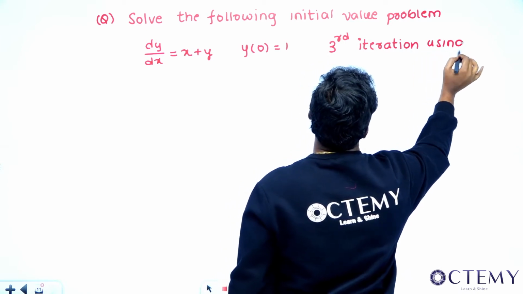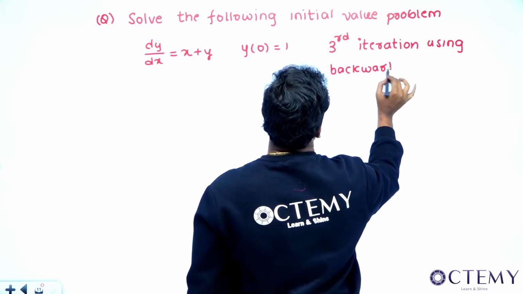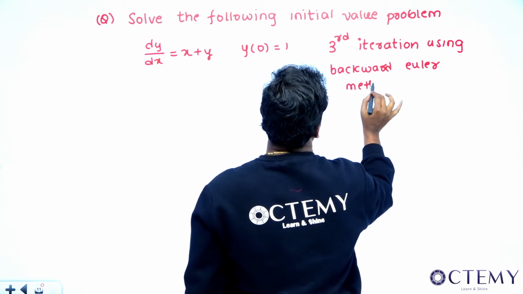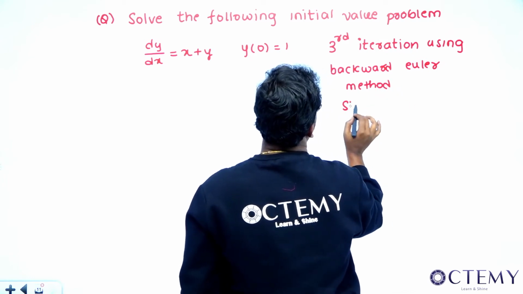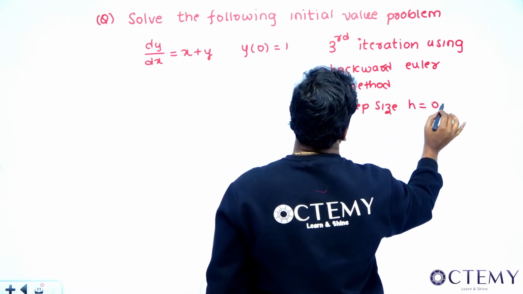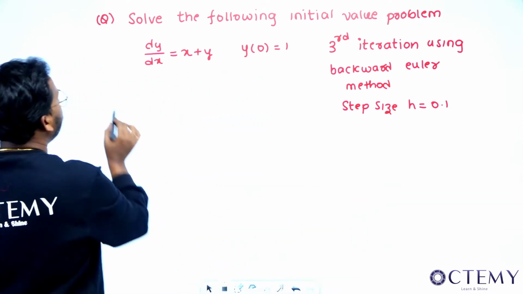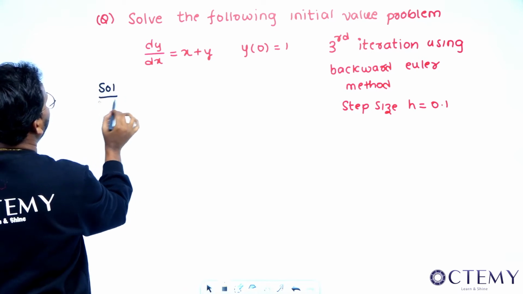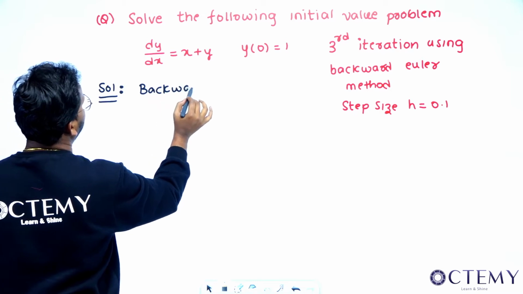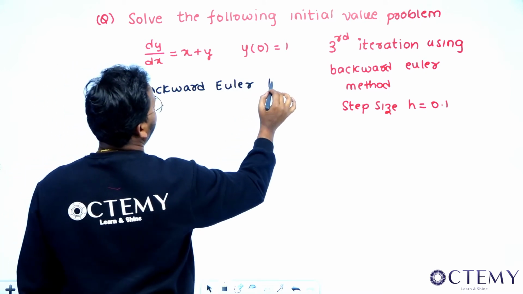Using backward Euler method, with a step size, that is h value, sir. With step size h equal to, say you are taking 0.1. So see, sir, how we are going to derive this. So solution we will write. We have to use the backward Euler method.